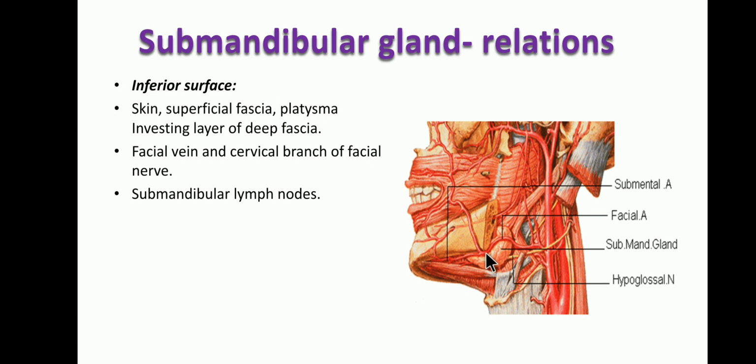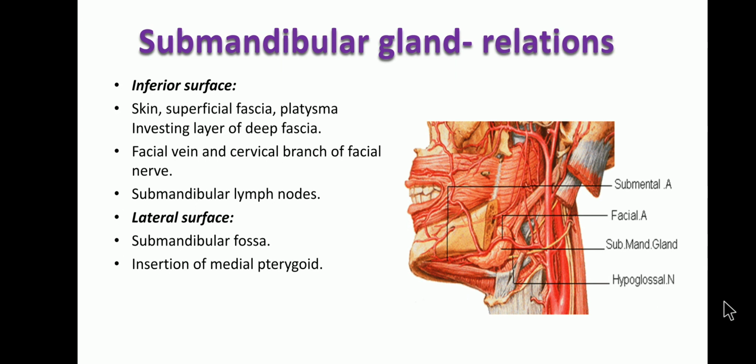Now we will come to the lateral surface. So the lateral surface is intimately related to the submandibular fossa of the mandible. Okay, so it is mainly related to the submandibular fossa, which extends here up till the mylohyoid line. Then between the bone and the gland, again you can see the U-shaped loop of the facial artery.